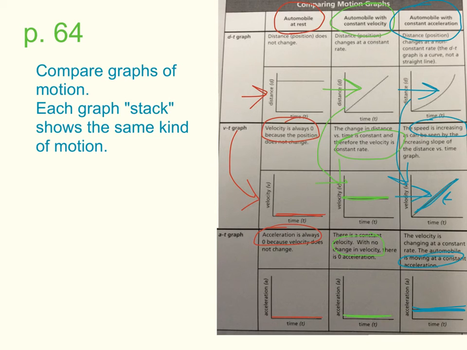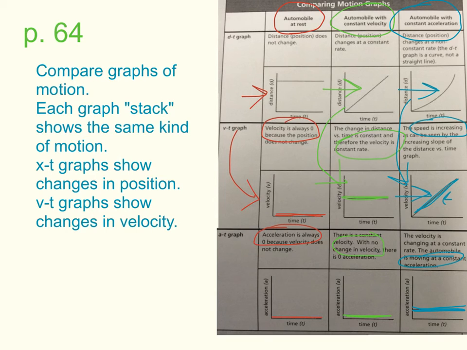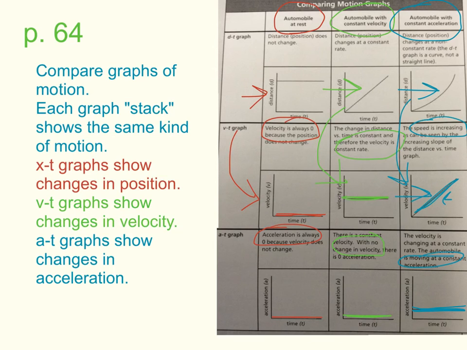When you compare the graphs of motion, you'll notice that each graph stack, as we call it, shows the same kind of motion. Each graph simply focuses on a different aspect of that motion. The position time graphs show changes in position, which tells you something about the velocity. Velocity time graphs show changes in the velocity, which gives you information about an object's acceleration. Acceleration time graphs show changes in acceleration. However, for the work we're going to be doing, all of the acceleration is going to be constant. So we will only have horizontal lines on our acceleration graphs.